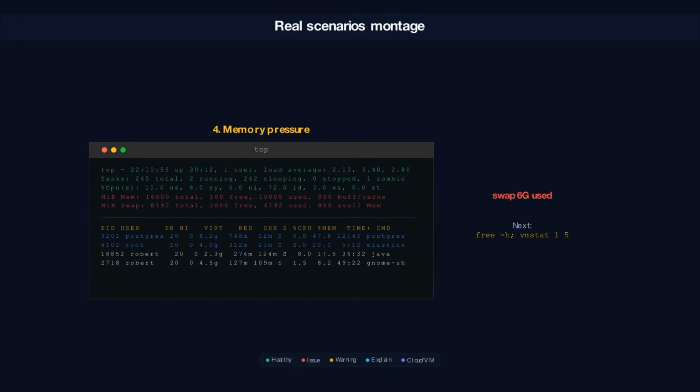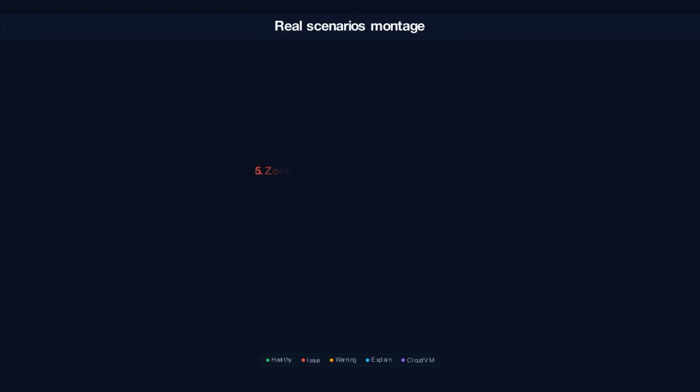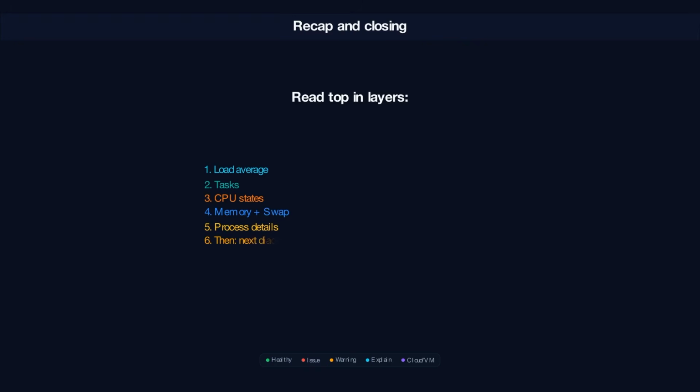Scenario 4. Memory pressure. Swap 6 GB used. Buff/cache collapsed. Next, free and vmstat. Scenario 5. Zombies and D-state. Process is stuck or abandoned. Next, ps with wchan and stat filters.